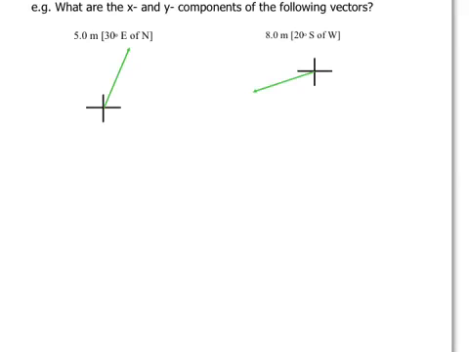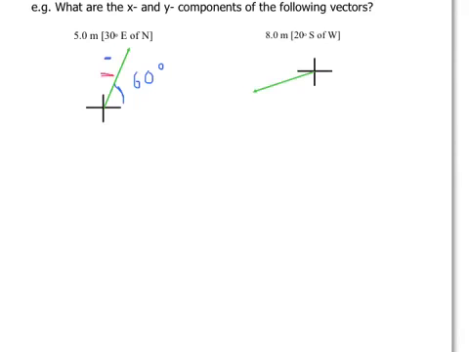In the first example, we're asked to find the x and y components of the vector 5 meters at 30 degrees east of north. The angle reference here is this angle. However, when we do trigonometry with our angles, we like to use angles that are with respect to the x-axis. Therefore, the angle really that we should use is this angle, which is 90 minus the 30 equals 60 degrees.